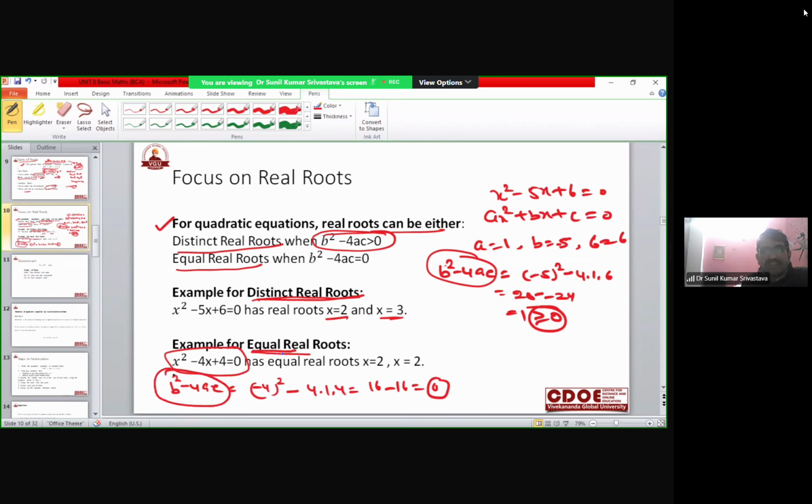If the discriminant is positive, roots will be real and distinct. So these are the natures by which we can find out the value of all the roots here.